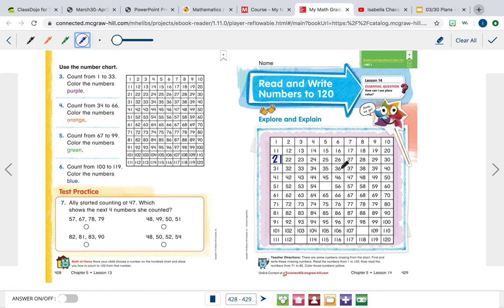Now let's look at this. So let's look for our next missing number. So 22, 23, 24, 25, 26, 27, 28, 29, and so on. Oh my goodness, so many numbers. Let's just find it. It's right here.